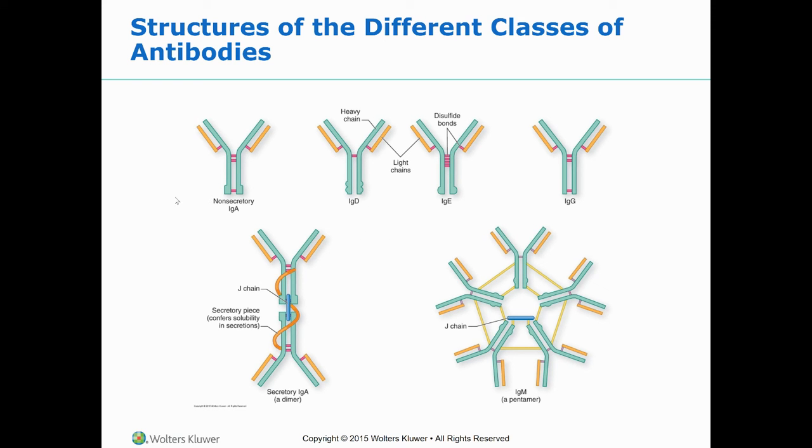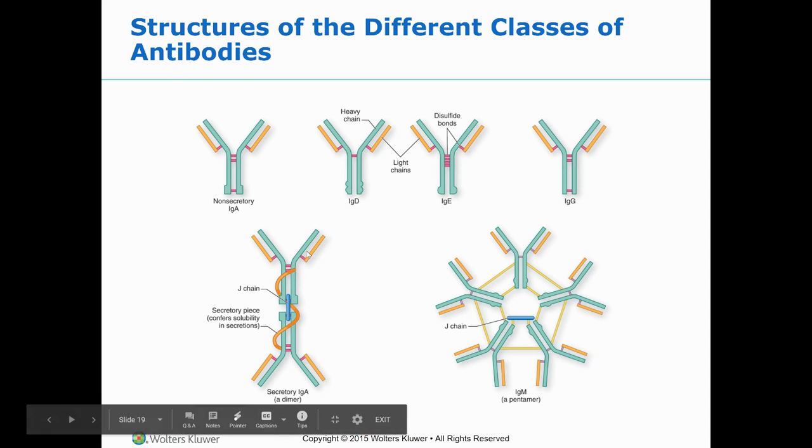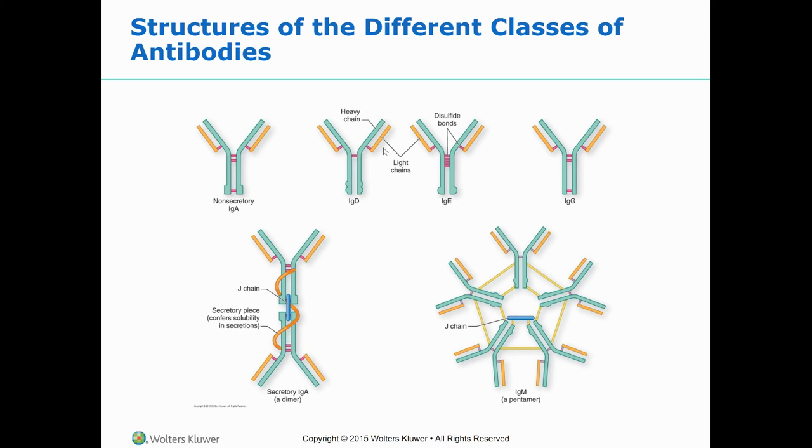So here's some examples. This is a non-secretory IgA. Most of our IgAs are going to be these ones, dimers, which means that they're found in our secretions. So don't be concerned with this picture here. Be concerned with this picture right over here. Okay? IgD, you can see the only difference here is the link between the 2 heavy chains. This is the only difference between this and our IgE, the disulfide bonds. And remember, these are proteins, so that's a good example.